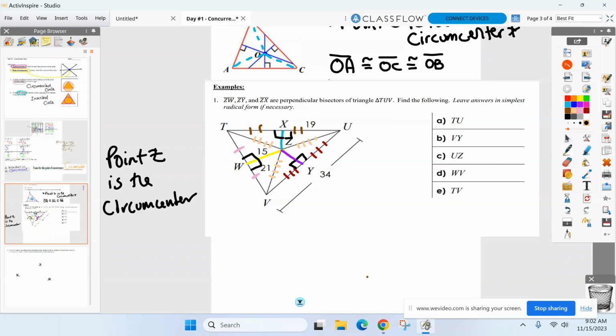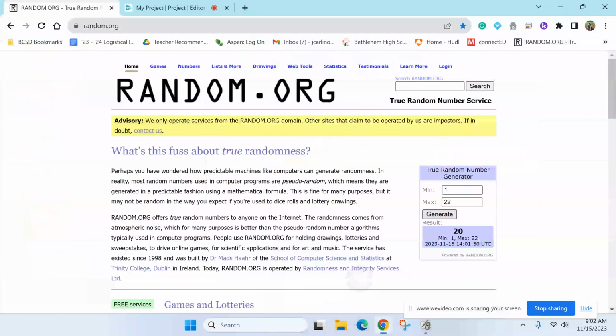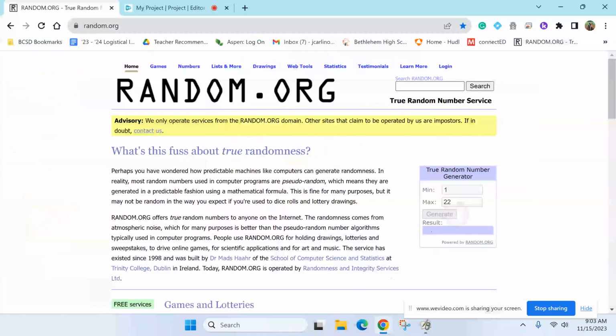All right, now hopefully this goes quick. TU, what's the length of TU? Look at everything we marked up here, and let me know how you got it as well. Yep, crunch some numbers real quick. 38. If anybody's wondering how she got it, she doubled 19. And again, I don't know the other side's 19 unless I know what a perpendicular bisector is. Good job.